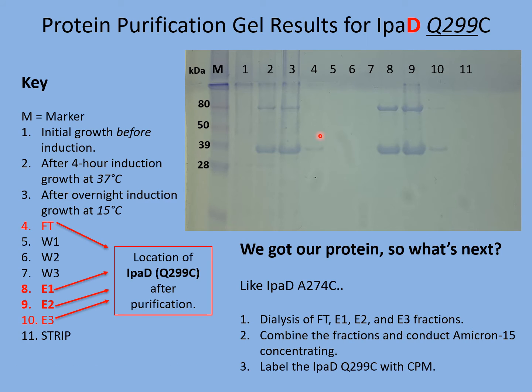The final IpaD mutant went through a very similar protein purification process. However, the results were different. Lane 4, lane 8, lane 9, and lane 10 had our protein in it. Lane 8 and 9 saw dimerization. The best way to get rid of that would have been to add more DTT, but that didn't really affect our experiment, so we just kept going with the process.